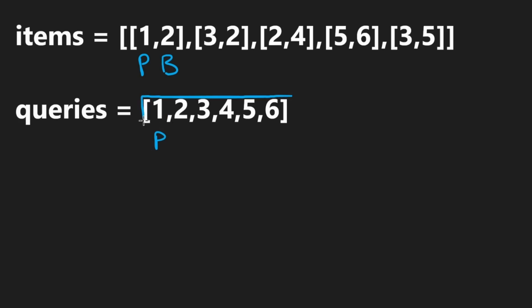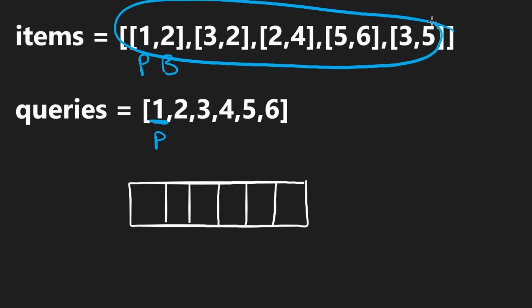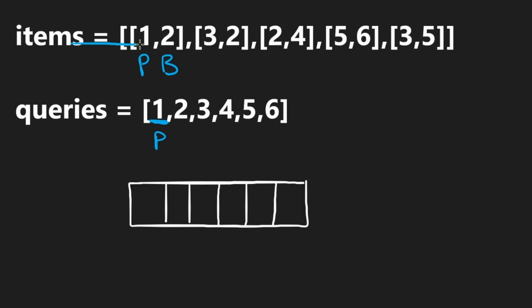We want to answer each of these queries. So thus, we're going to end up with an output array that's the same size as the queries array. How exactly do we answer a query? Well, this one means that among all of the items, we only want to consider the items that have a price less than or equal to 1. So based on that, we could scan through the entire list of items, and anytime we see an item with a price greater than 1, just ignore it. So pretty much ignore all of these. So this is the only item we consider.